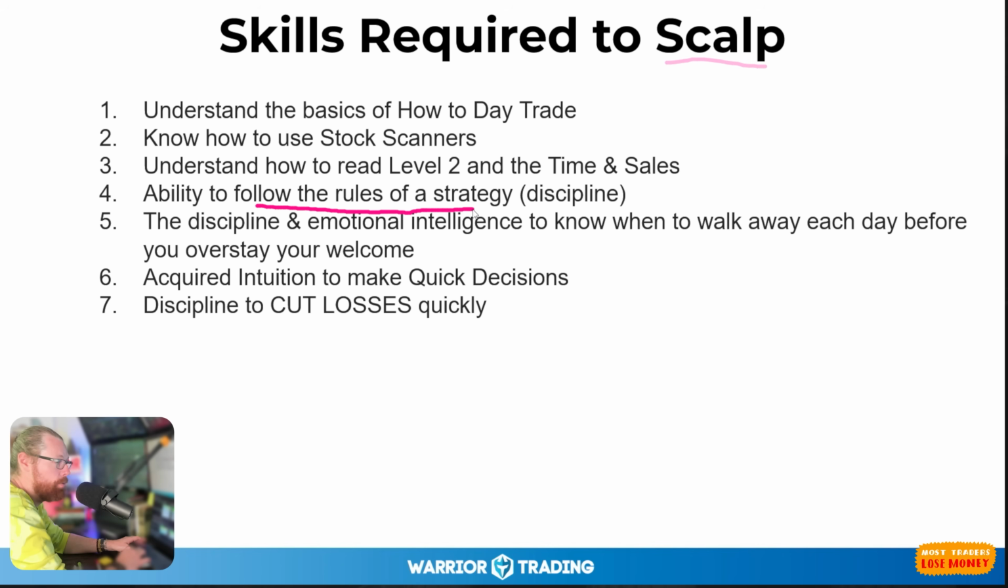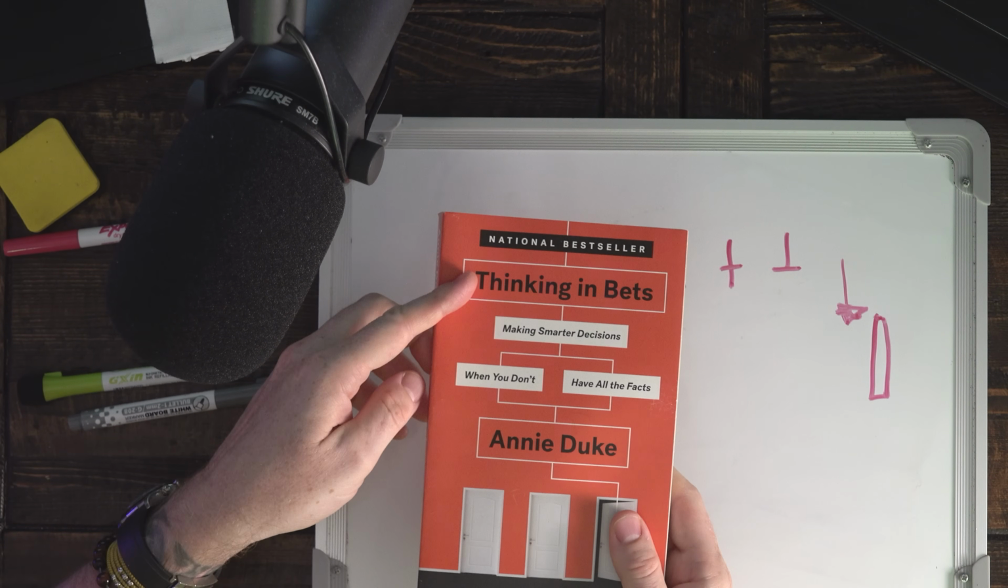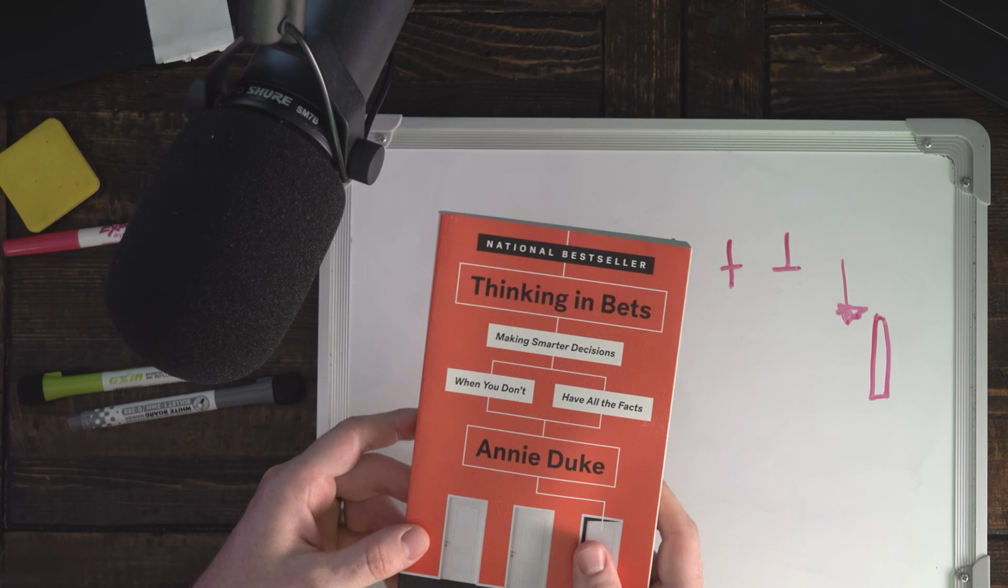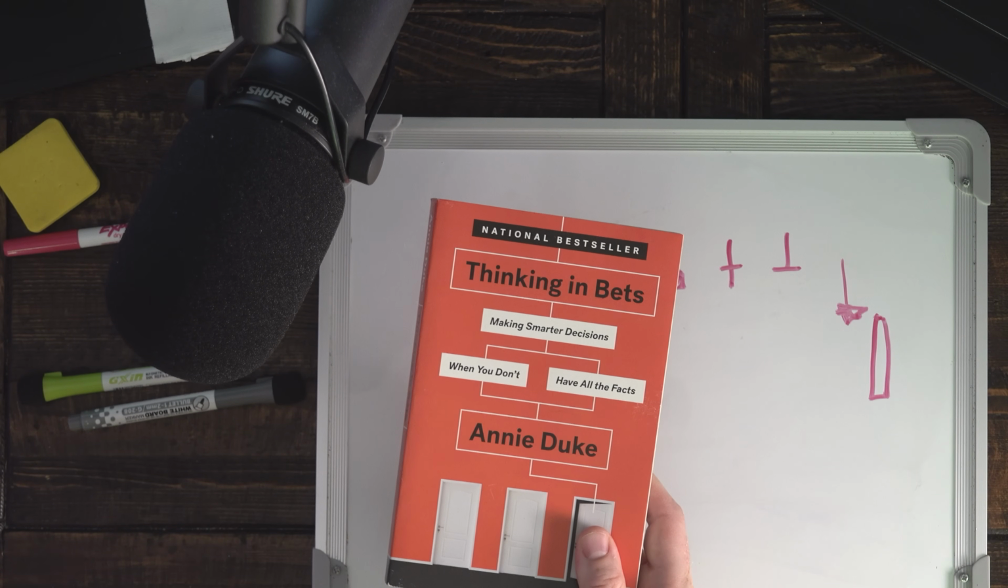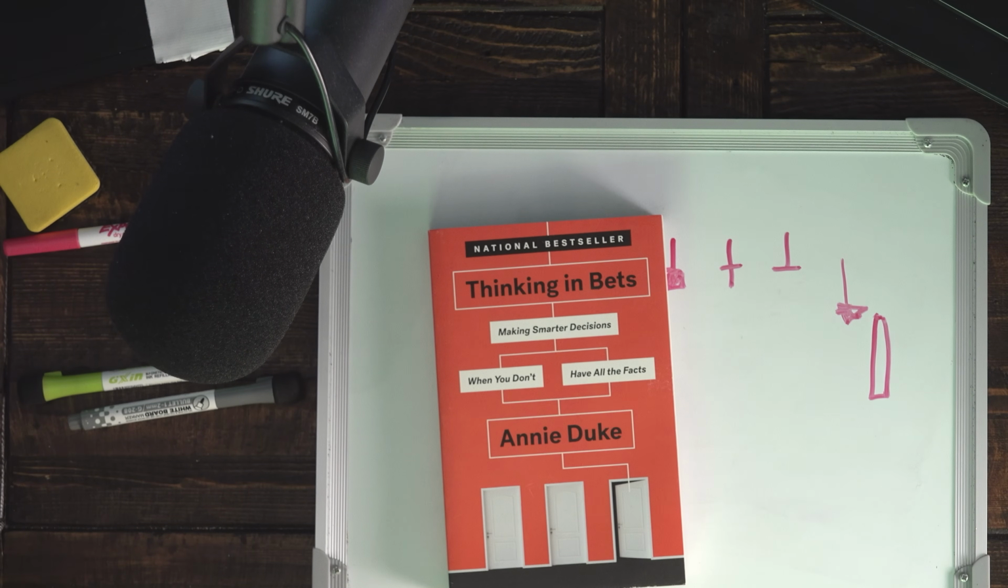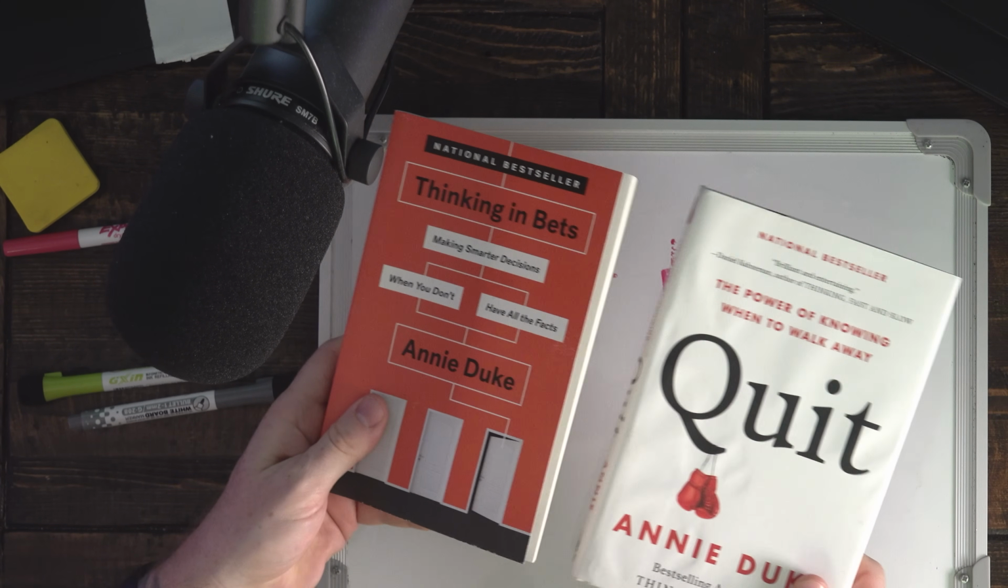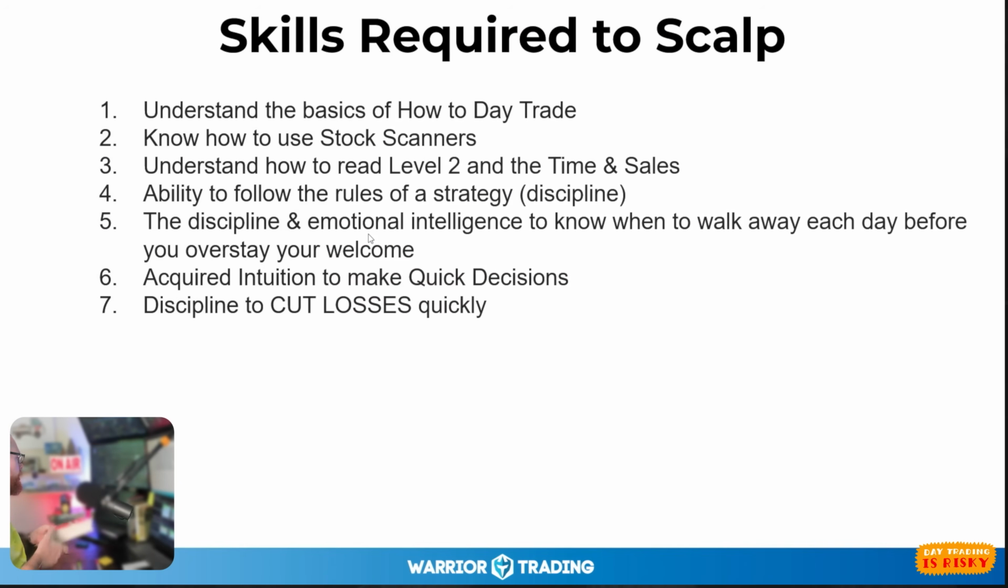Having the discipline to follow the rules, no doubt, critical to long-term success. Having the discipline and the emotional intelligence to know when to walk away. That's perhaps even more important. This is a book I'd encourage: Thinking in Bets by Annie Duke. Make smart decisions. Learn when to walk away. She's got another book that she wrote called Quit: The Power of Knowing When to Walk Away. Both of these books are a must read for an aspiring trader, and certainly for a scalp trader.